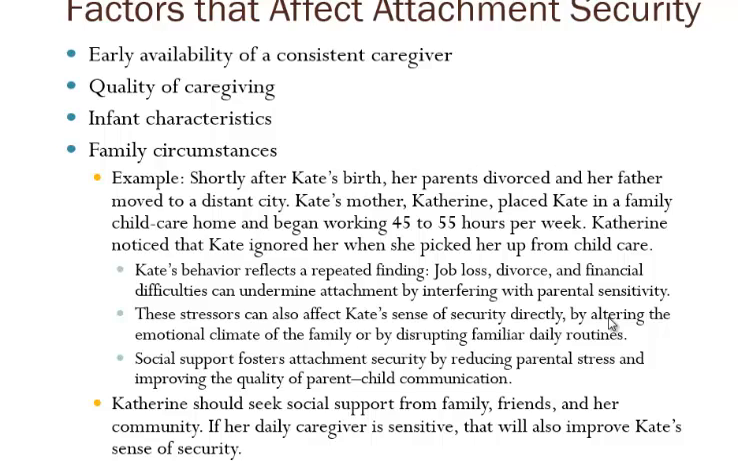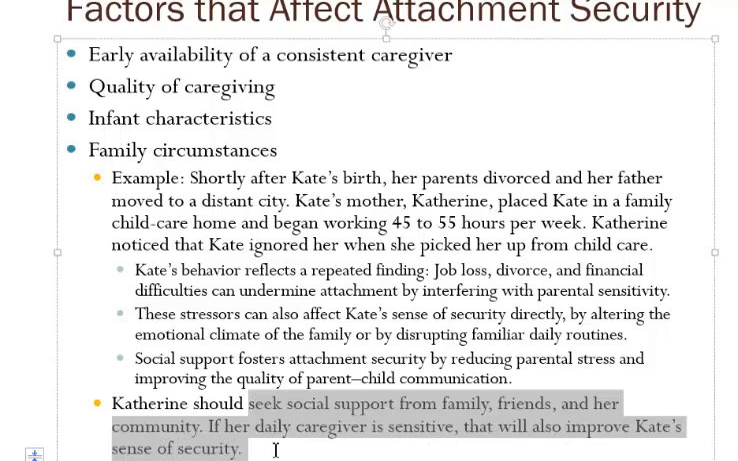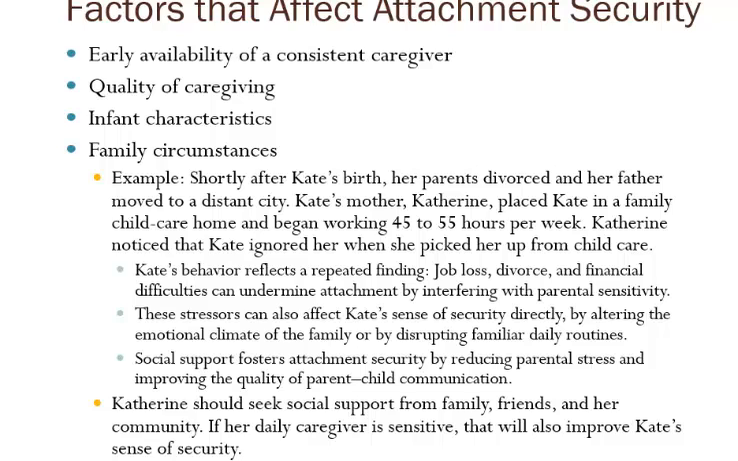Family circumstances, people that grow up in broken homes, like in this example, Kate's mother put her in a child care home and was working all the time, and ignored her child, or found that her child was ignoring her. Basically, the idea is that a lack of emotional support may not be something that the parents can control. It may just be circumstances, but a lack of emotional support and a lack of attention could cause a decrease in the security that the child feels with the parent, and therefore the attention that the child gives to the parents. And in this case, Catherine should seek social support from family and friends, and of course try to get as concerned a caregiver as possible.